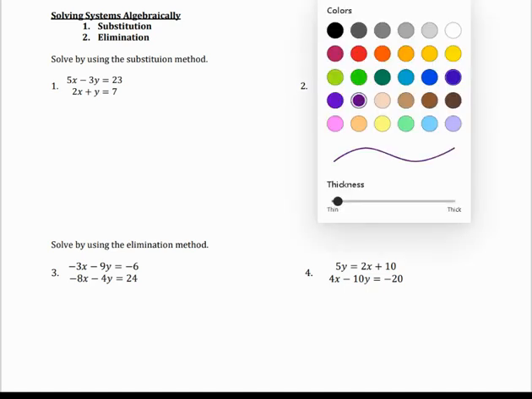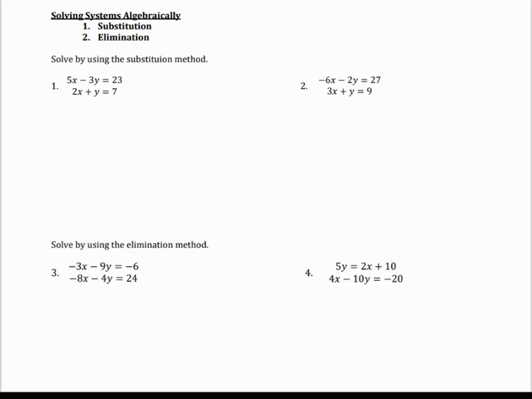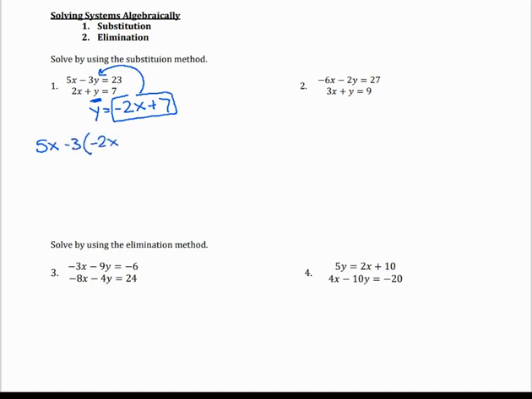So with substitution, if I do example 1 with you, we're trying to get a variable alone. So I'm going to isolate this y alone because that one is practically already alone, right? There's no coefficients. So to do that, I would subtract 2x. Now I take that and make sure you plug it into the other equation. Do not plug it back into the same equation. So I substitute it for y into the other equation. So now I have 5x minus 3 times the quantity of negative 2x plus 7 equals 23.